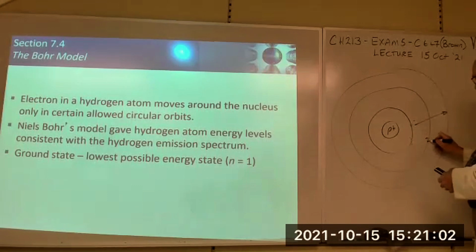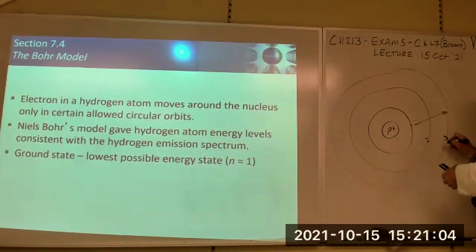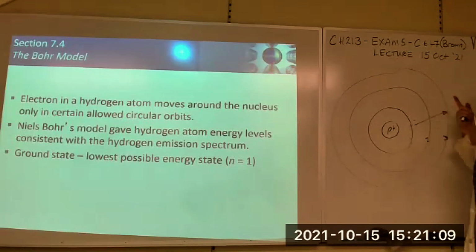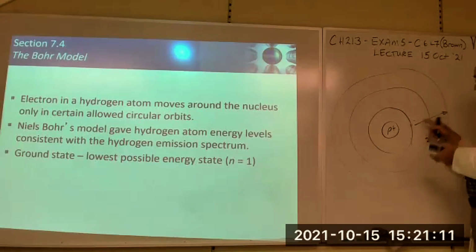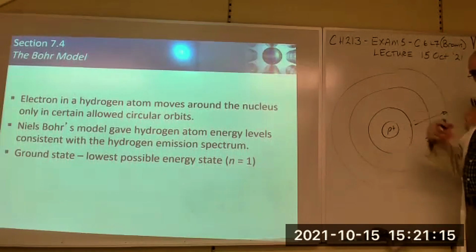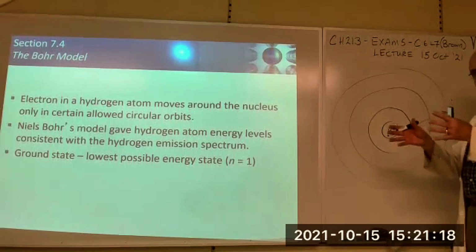So if that's 1, 2, 3, this electron has made the jump and requires energy to get there. So when it jumps back, it gives up that energy. So there's the difference between absorption spectrum and emission spectrum.